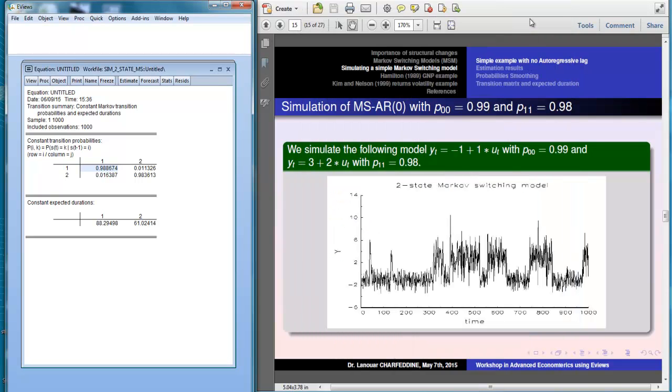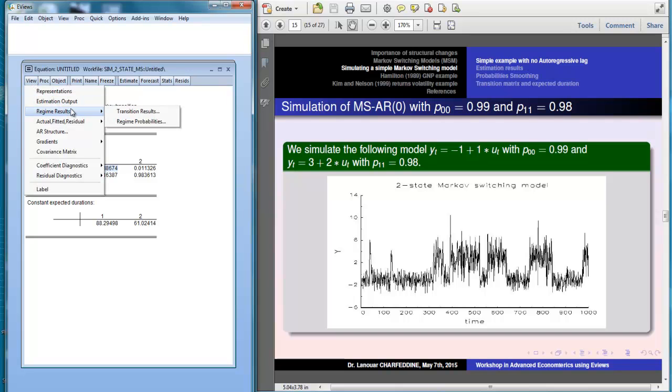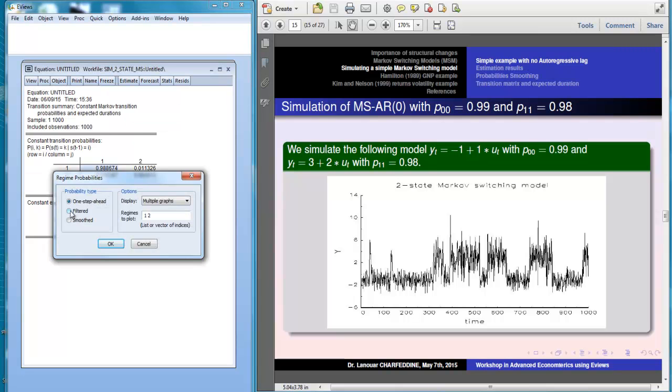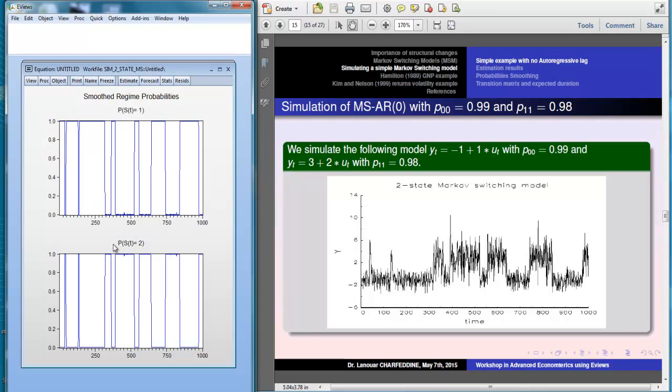If you want to get the probability smoothing, you go to regime results. Regime probability. You select this one, and here you can select the one step ahead, filtered probability, smoothed probability. You can select also for single graph in the same graph, or for multiple graphs. I select multiple graphs and smoothed probability, and here you have this probability.